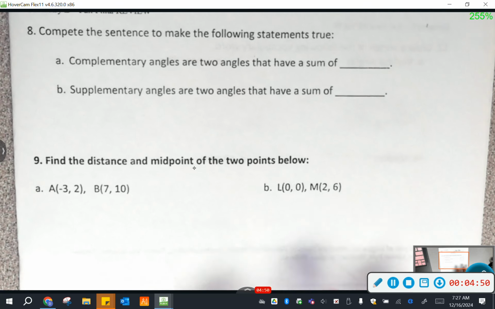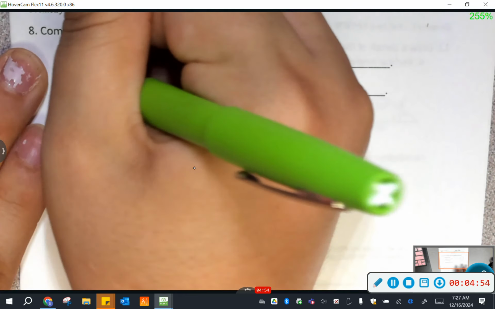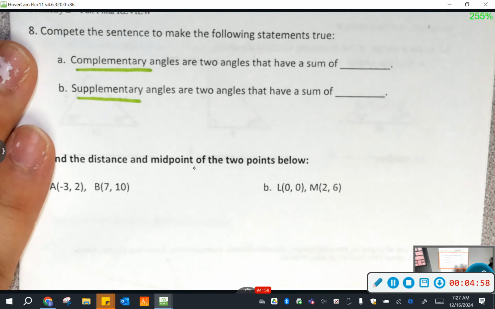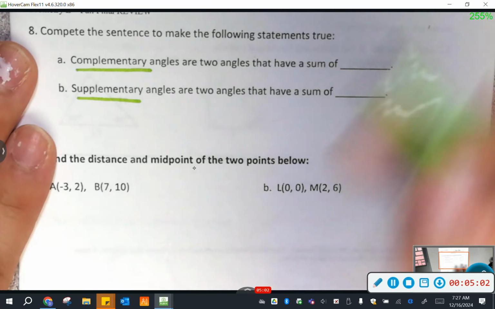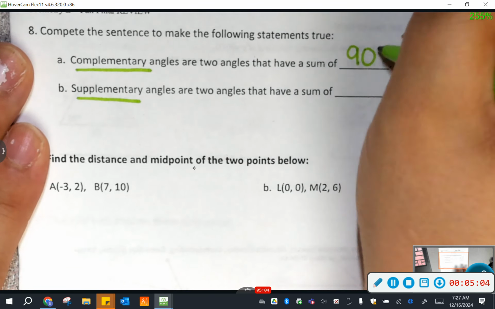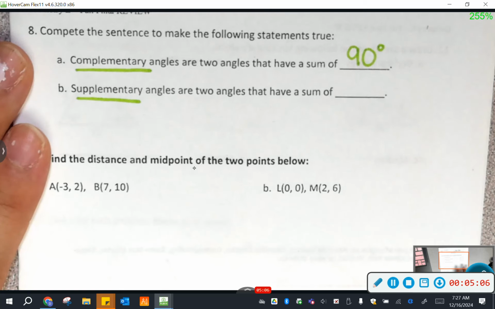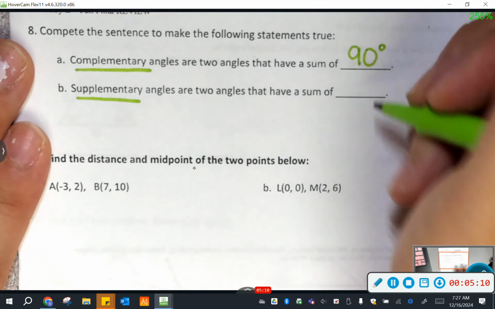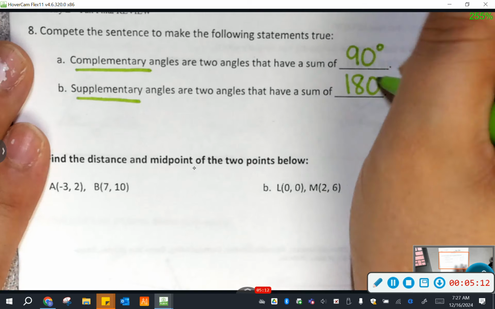I'm turning over. Complete the sentence to make it true. What does complementary mean? And what does supplementary mean? Complementary means have a sum of 90 degrees. Ooh, that'll help those two in the back. Supplementary means they have a sum of 180 degrees.